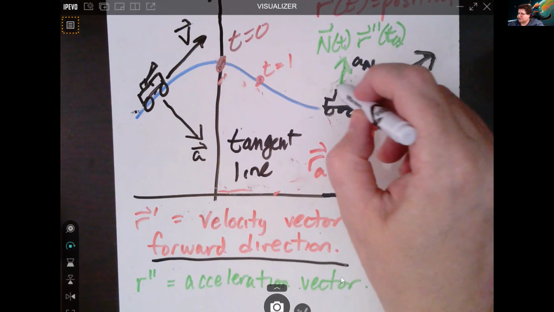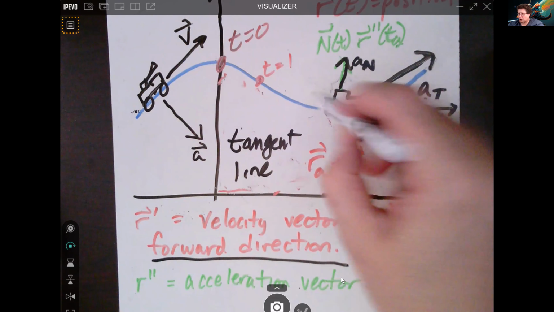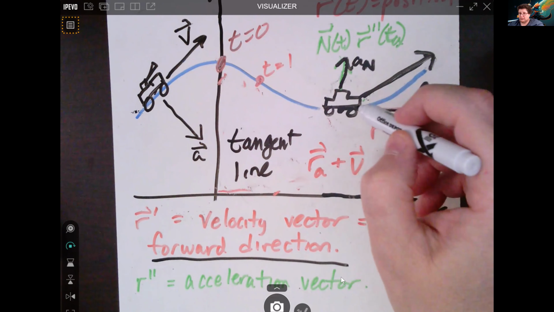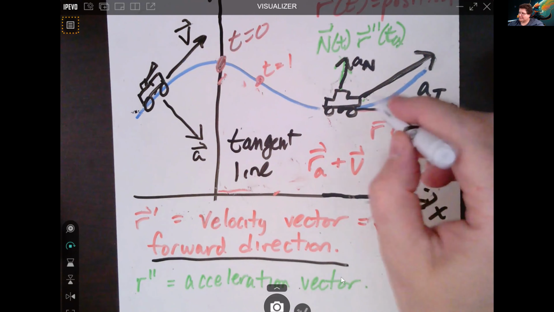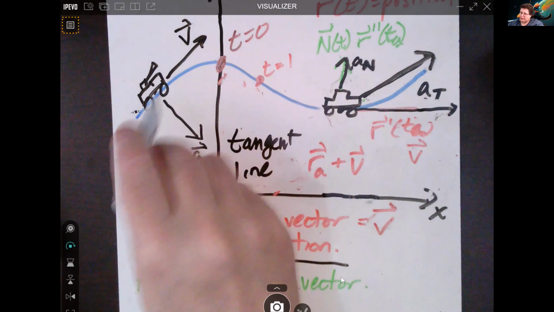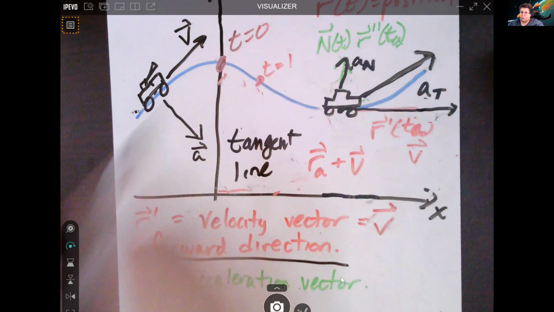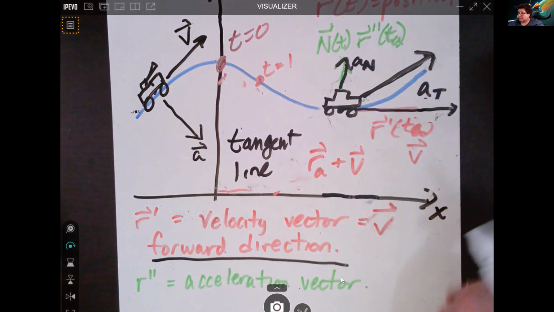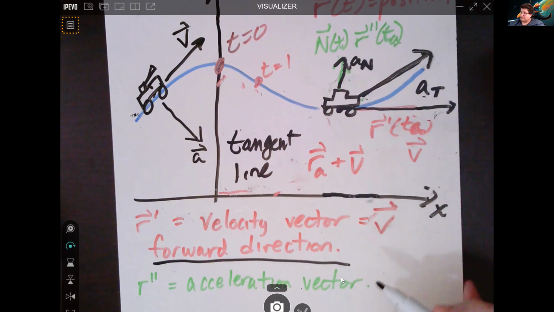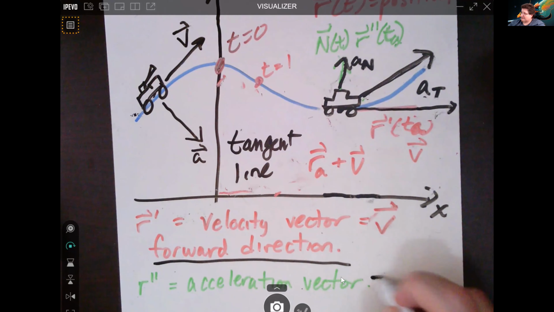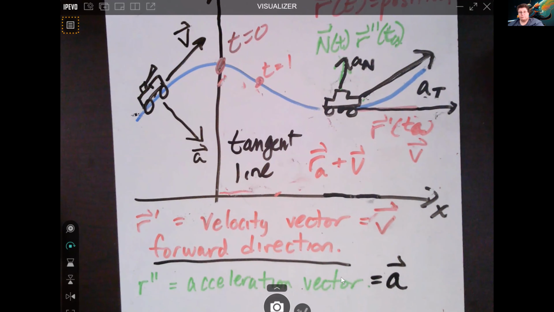We will see that the normal vector always points inward along a curve. The tangential vector is a straight line from the point, the way the forward direction would be going. And so this is the acceleration vector. We can call that A. But again, the R vector is just a position vector.